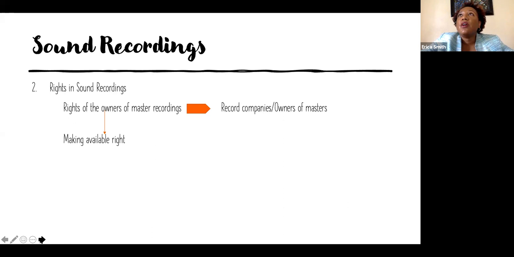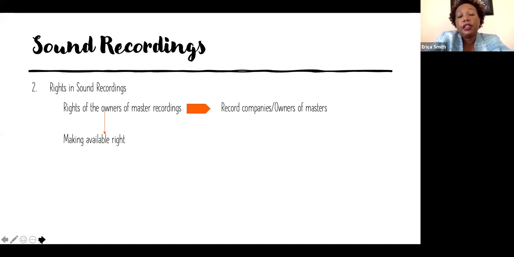So if you are a broadcaster, you will need to have a license to cover the rights in the underlying musical work, the copyright side. And you will also need to have an agreement to pay for the use of the song recordings.